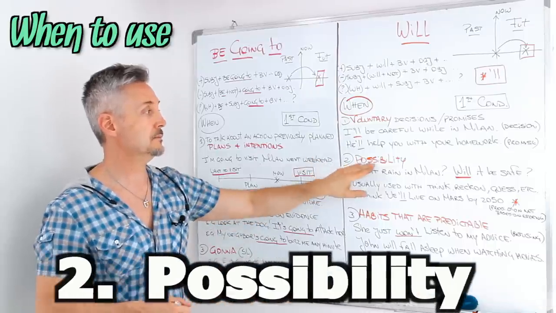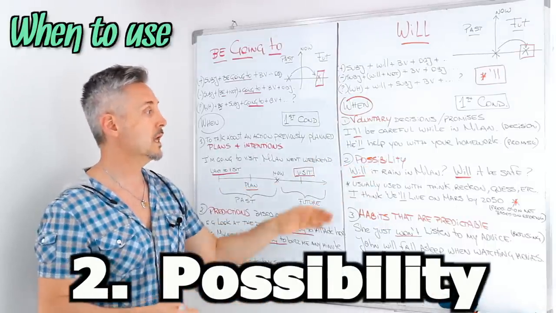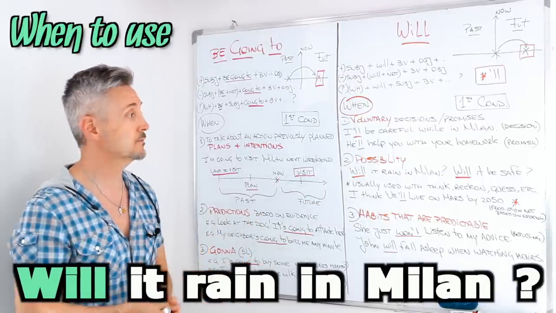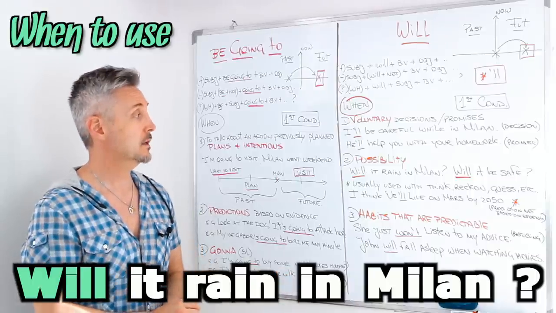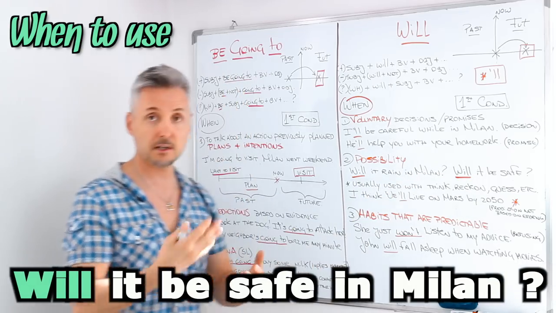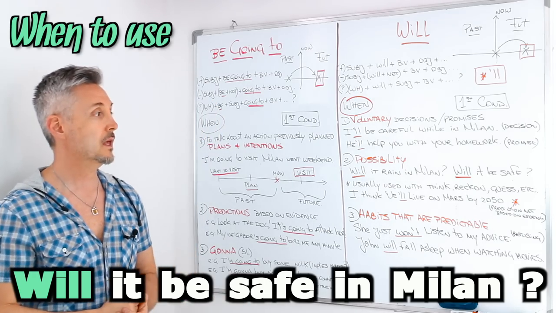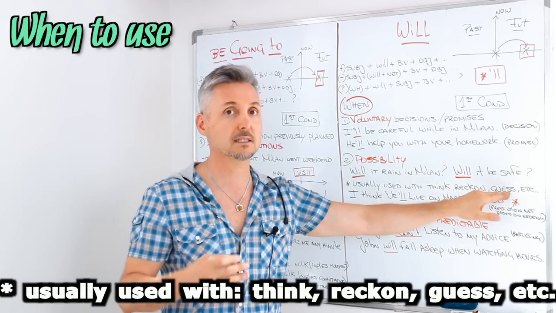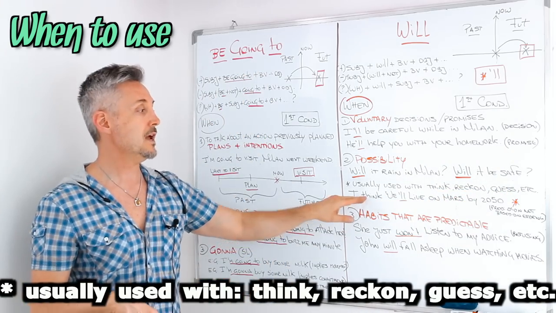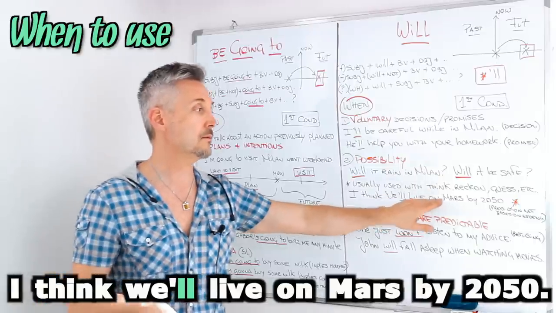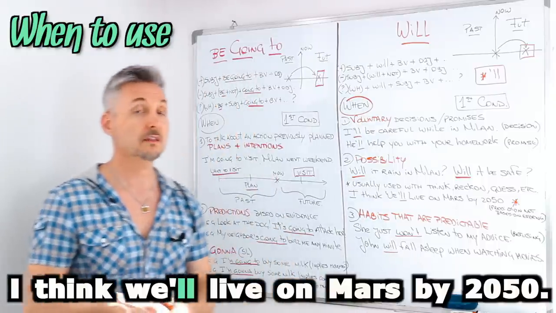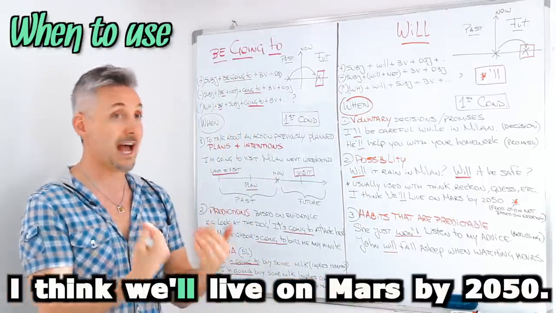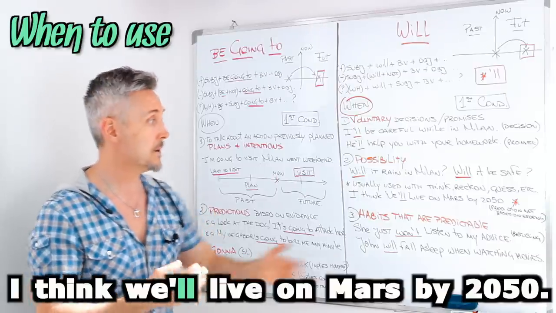The second usage is for possibility. Like my example, will it rain in Milan? I don't know, but will it rain? It could be, right? Will it be safe? This is another example. Will it be safe? Now, it is usually used with think, reckon, guess, etc. For example, I think we'll live on Mars by 2050. This is a prediction, but not based on evidence. But it's just what I think will happen by 2050.